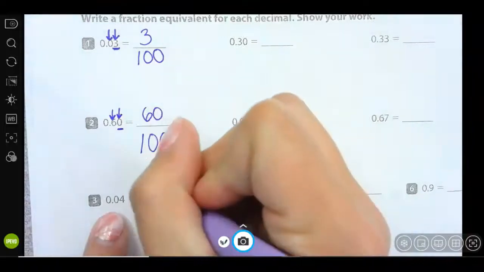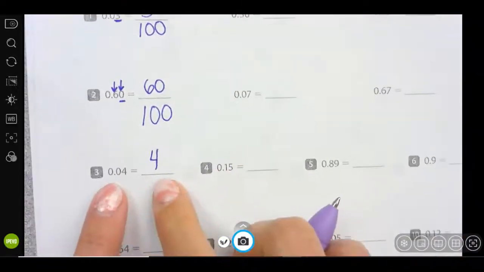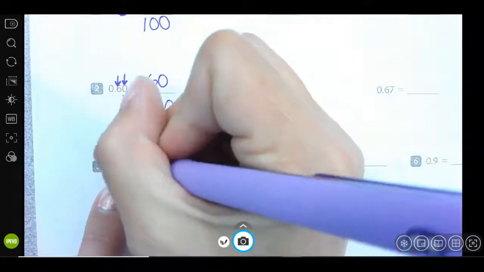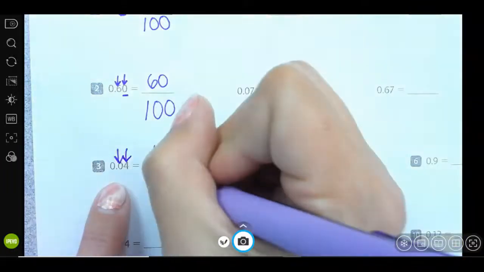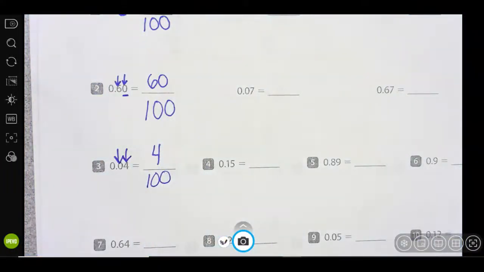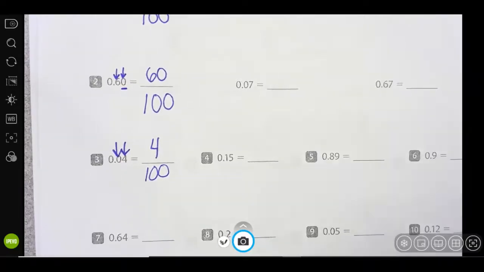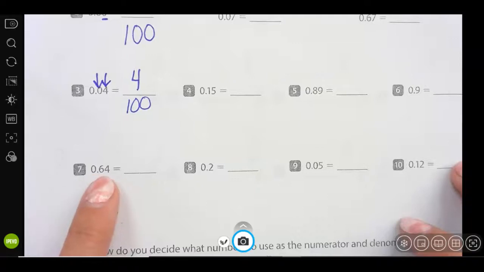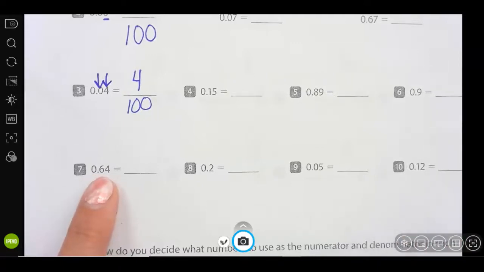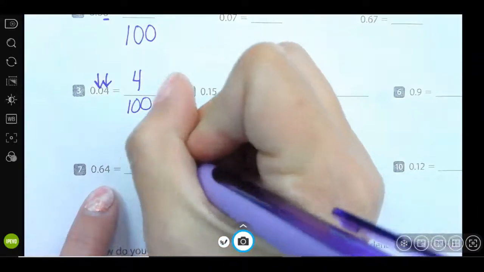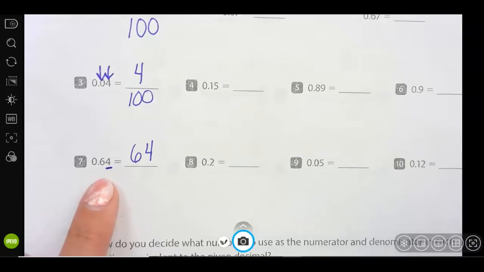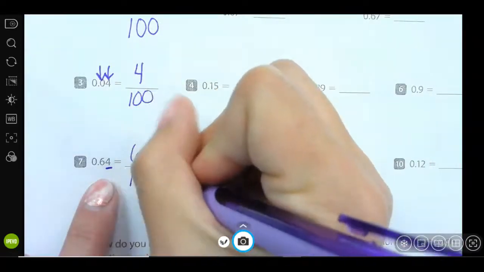Number 3, we have 4. Now we just have to figure out what number we put for our denominator. This is the tenths. This is the hundredths. Okay. Take a look at number 7. I have 0.64, or 64. You always look at the last number. The 4 is in what place value? The hundredths. Okay.